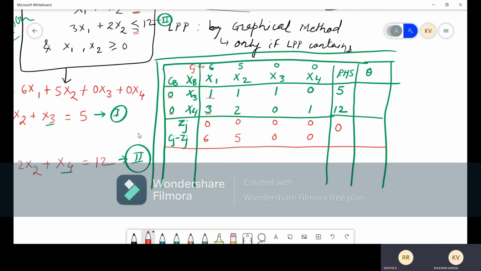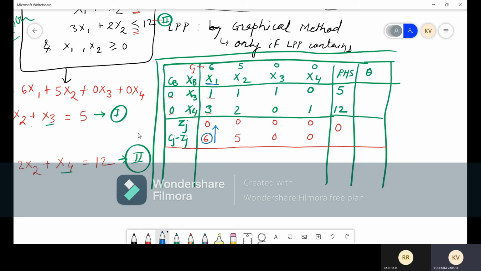Among these, we have to decide which variable will go into the next iteration. Among 6 and 5, the one which is more positive will go into the next iteration. In this case, the more positive is 6, right? So in the next iteration, X1 will go. But we have only two constraints, meaning only two variables will be at a time. So if X1 is going in the next iteration, either X3 has to leave or X4 has to leave, right?